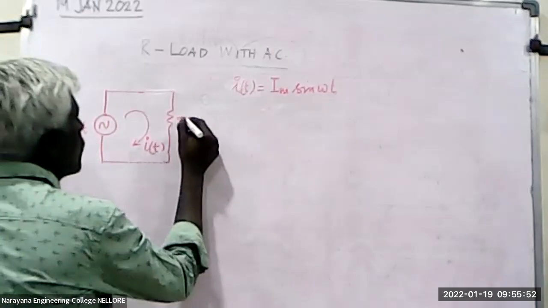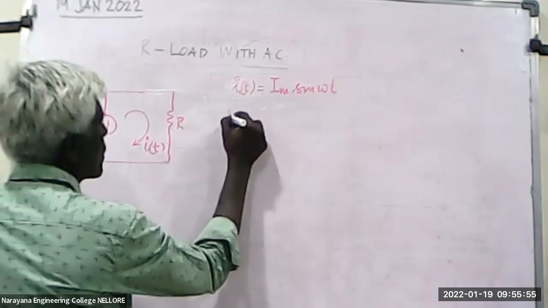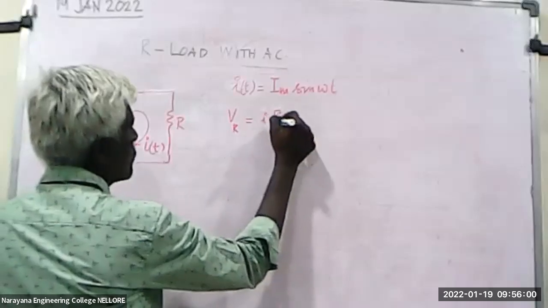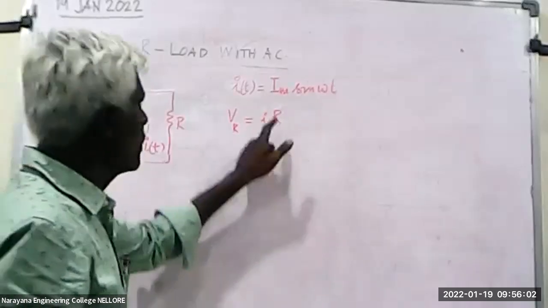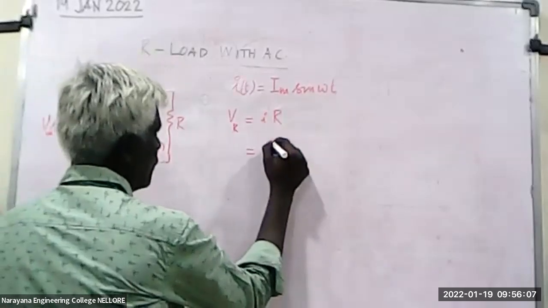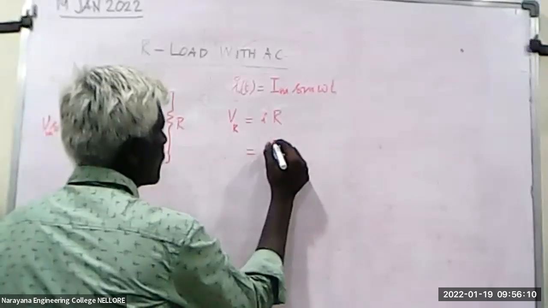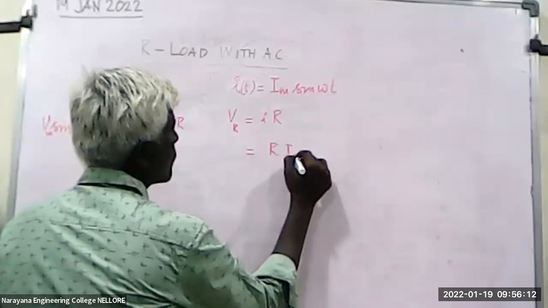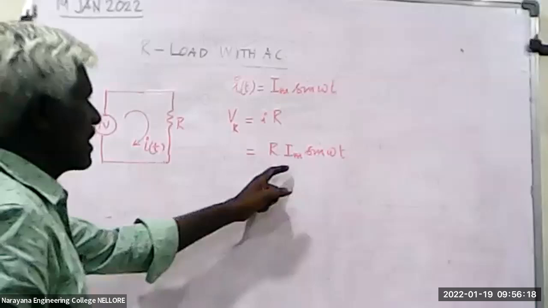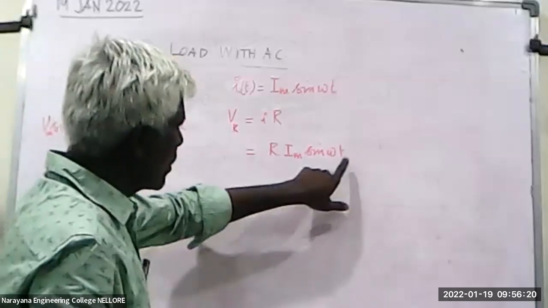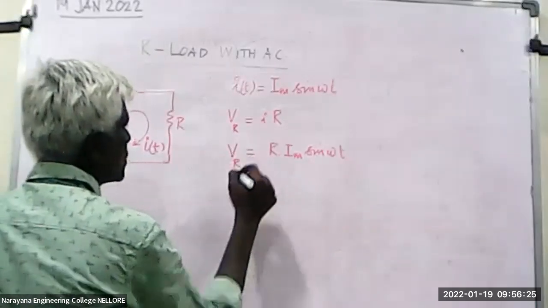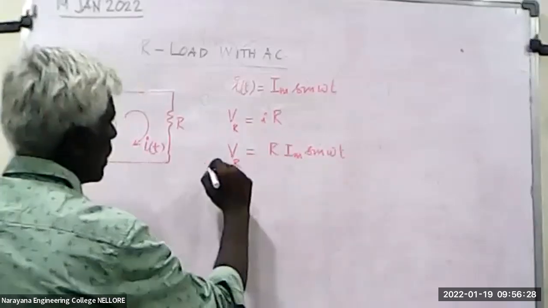Now we all know that the voltage across the resistance is given by iR. For simplicity, I omit the of t, as all are functions of time only. So here we have iR, that is R into Im sin omega t. There is no phase angle difference, as the current is a sinusoidal signal which does not have any phase delay with respect to the voltage. So the voltage across the resistance is also in phase.